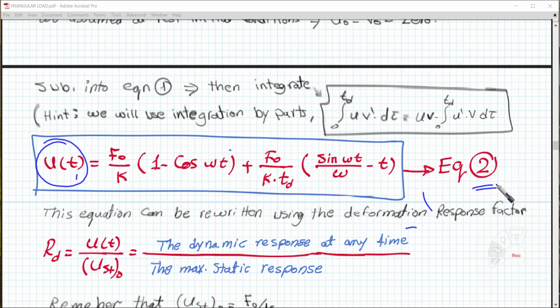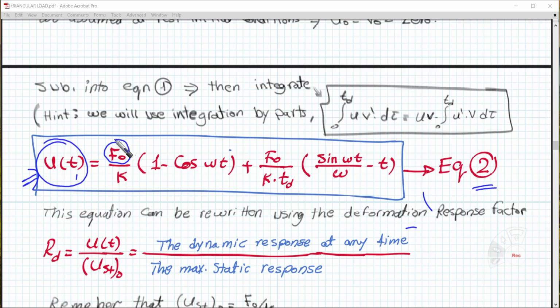Remember that this equation is describing for us how the system is going to be responding during the first phase, which is the phase of the application of the force.